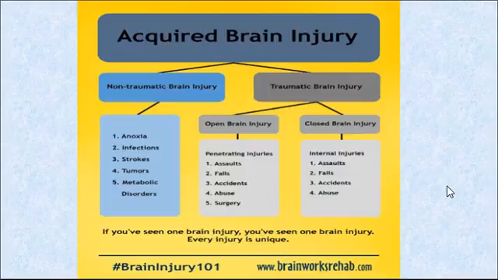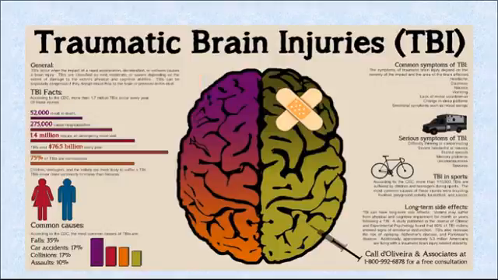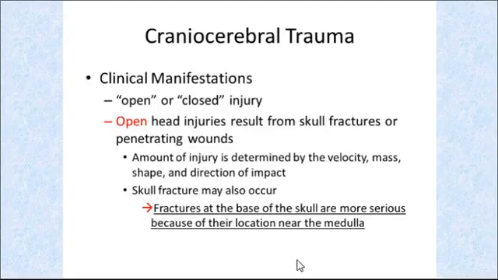Okay. So traumatic brain injury, this is just a chart that tells you the difference. Obviously, a traumatic brain injury is not due to other things. It's something that hits the head, impacts the head. This is just good statistics on traumatic brain injuries, the major causes of it. Craniocerebral trauma can be classified as open or closed. Open head injuries result from skull fracture.